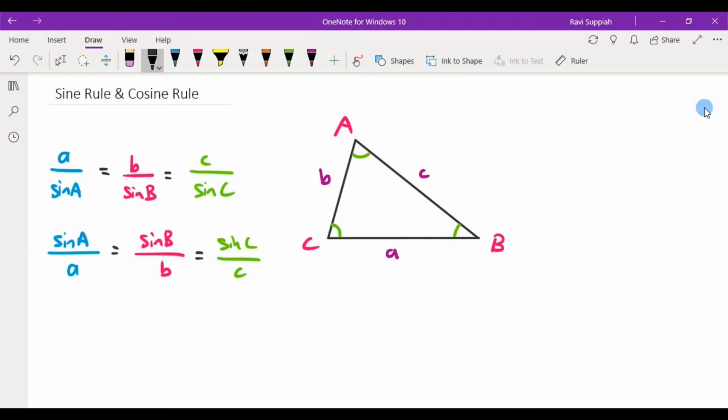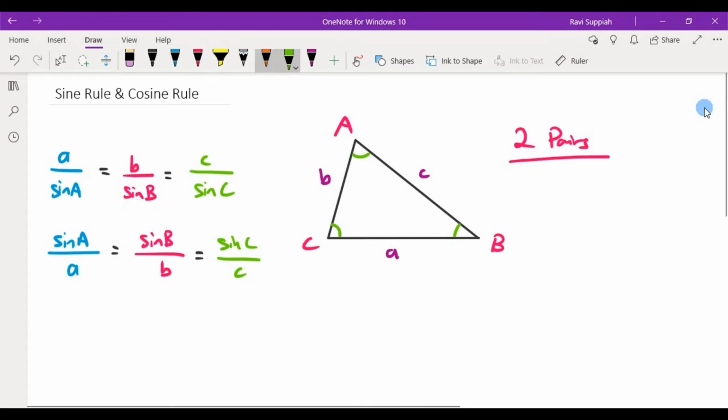It is a fairly easy rule to apply, and as you can see, you have three pairs there. In order to use the sine rule, you only need two pairs. When you talk about two pairs, you're talking about either a and sine A with b and sine B, or a and sine A with c and sine C, or b and sine B with c and sine C. So it's either AB, AC or BC, depending on what is available.